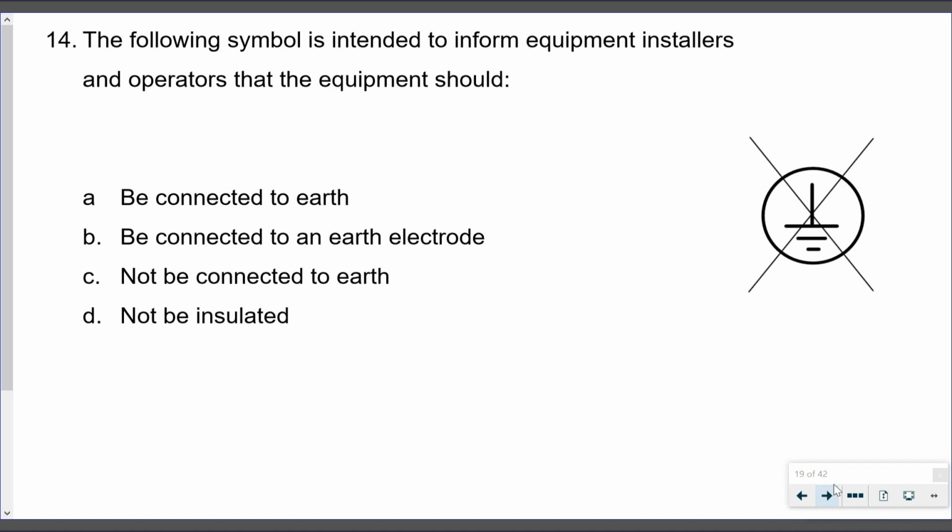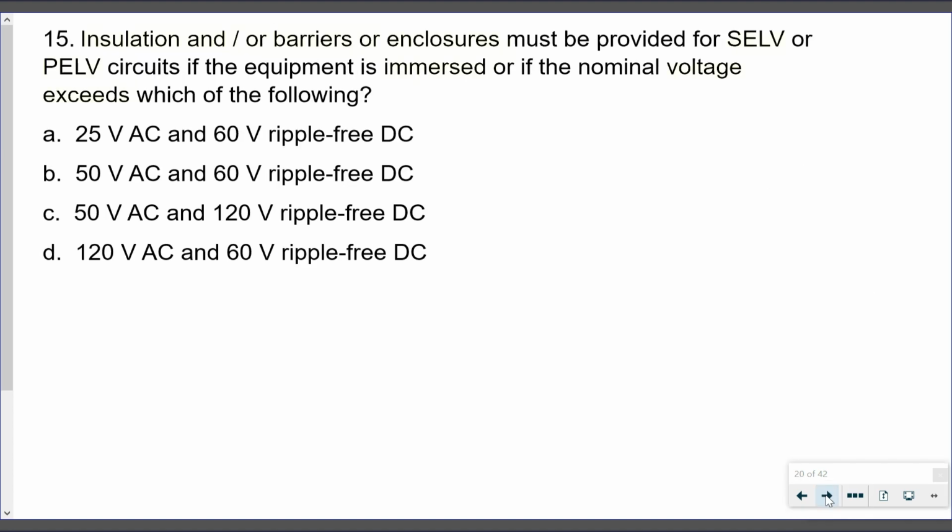Question 14. The following symbol is intended to inform equipment installers and operators that the equipment should, well, quite clearly, we have an earth symbol with a big X through it, so not be connected to earth, answer C there. You would find that in 412 for double reinforced insulation.